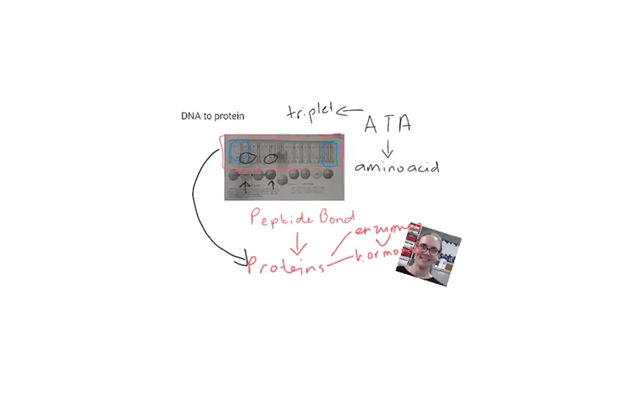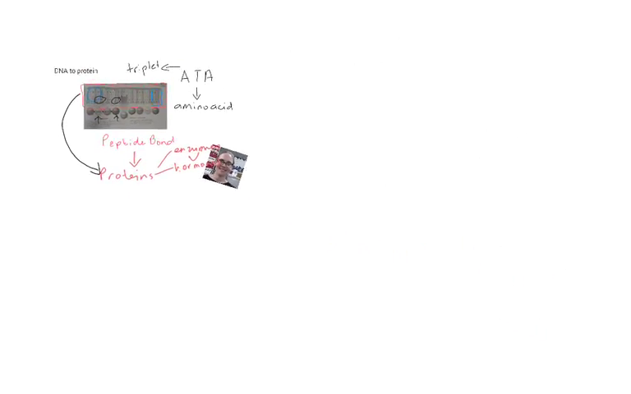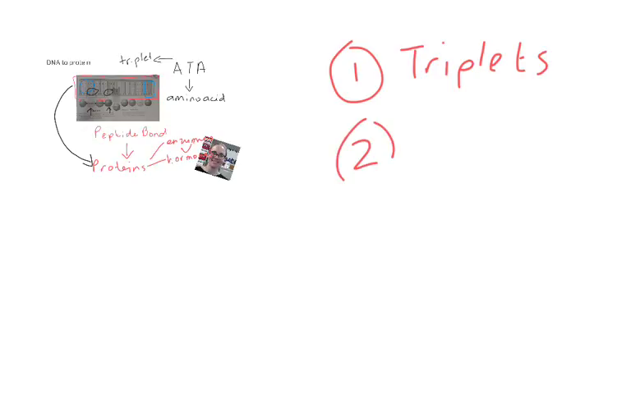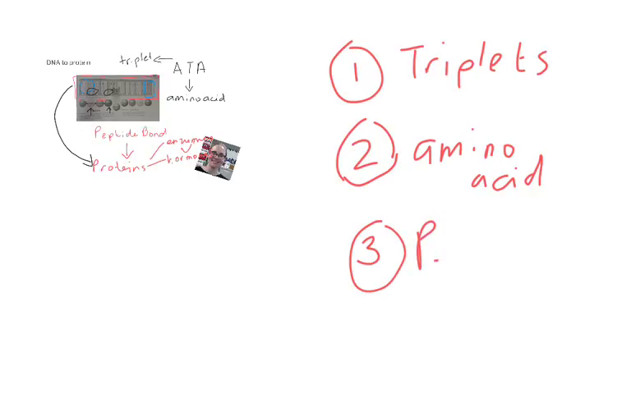So just to summarize what's important and what you need to know, the first thing is that bases are arranged in triplets on a piece of DNA, and each triplet provides the code for an amino acid. And when you join amino acids together using a peptide bond, you form a complex protein molecule.